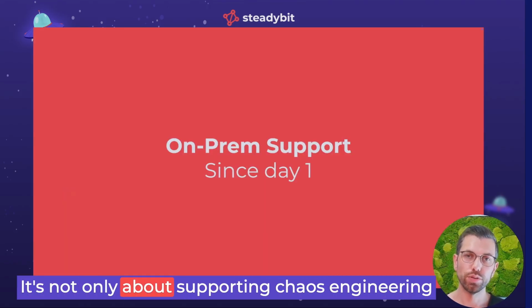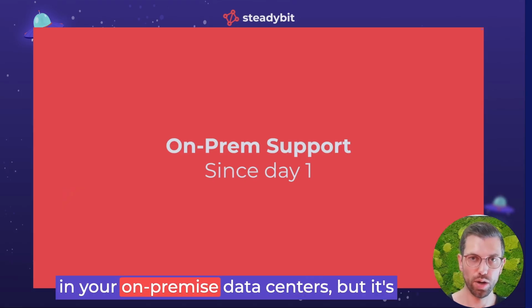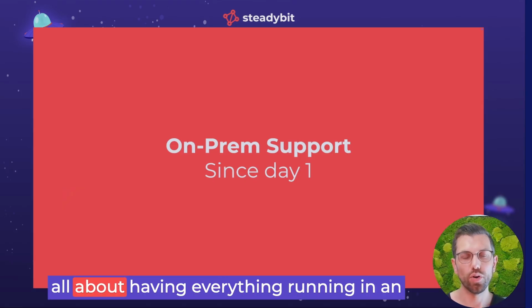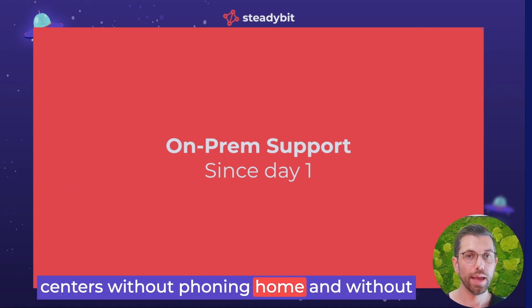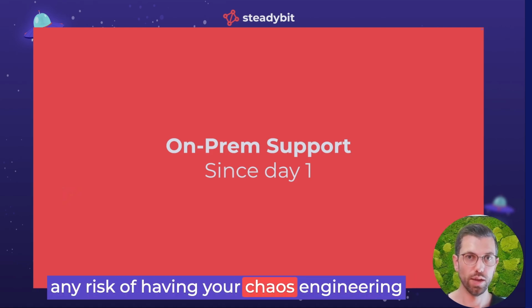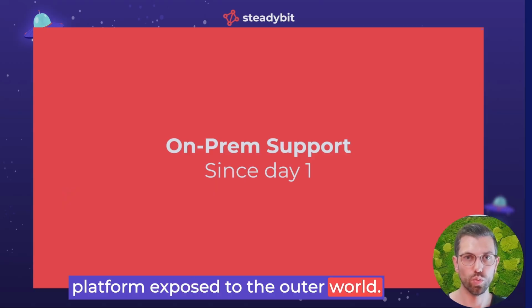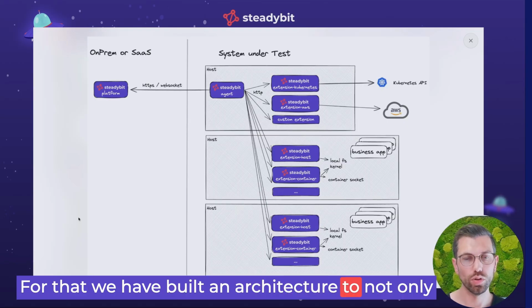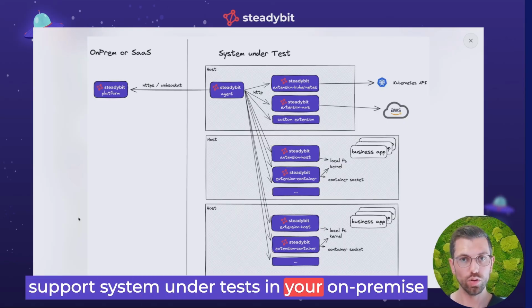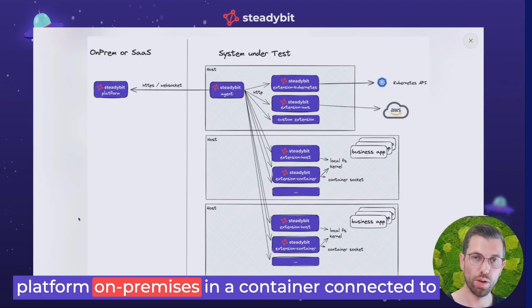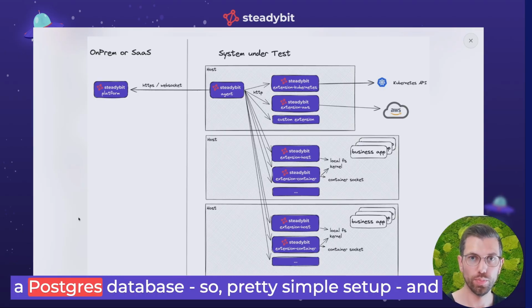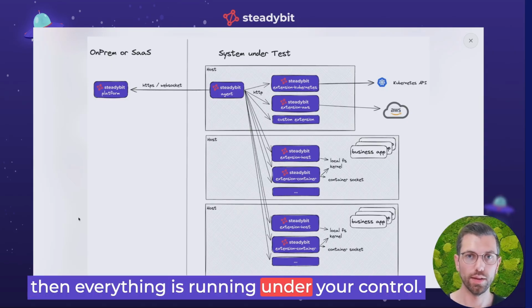It's not only about supporting chaos engineering in your on-premise data centers, but it's all about having everything running in an air-gapped manner in your on-premise data centers without phoning home and without any risk of having your chaos engineering platform exposed to the outer world. For that, we have built an architecture to not only support system under tests in your on-premise data centers, but also running the Steadybit platform on premises in a container connected to a Postgres database. So pretty simple setup. And then everything is running under your control.